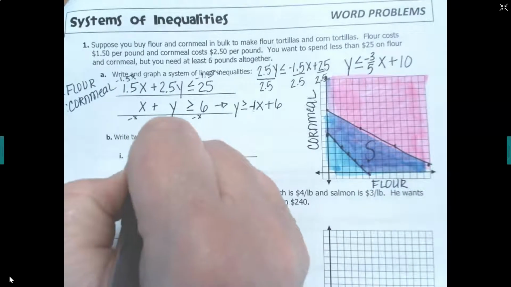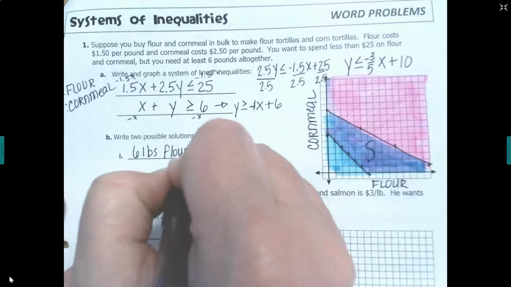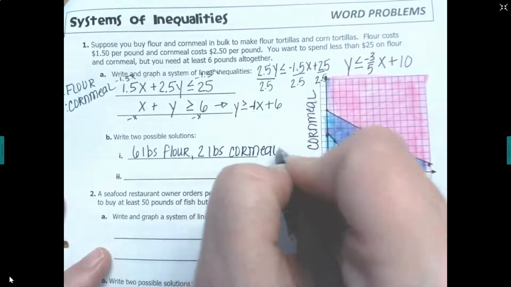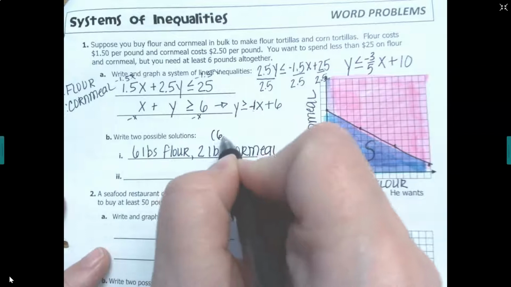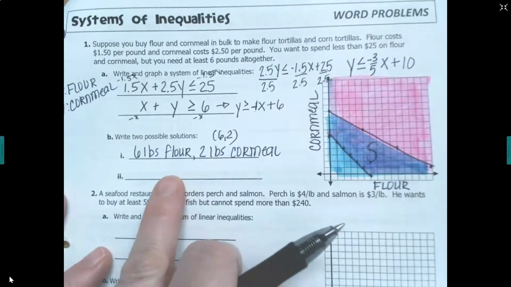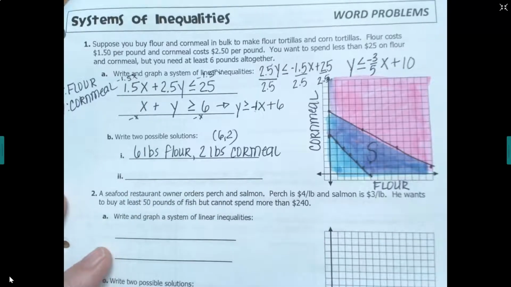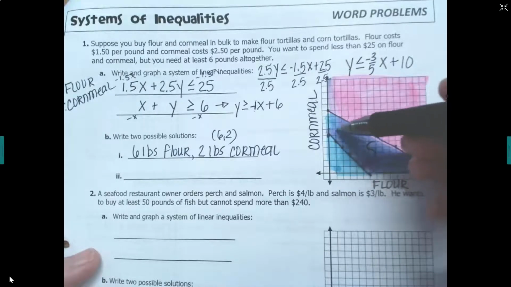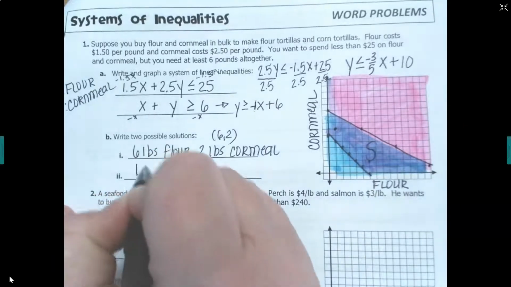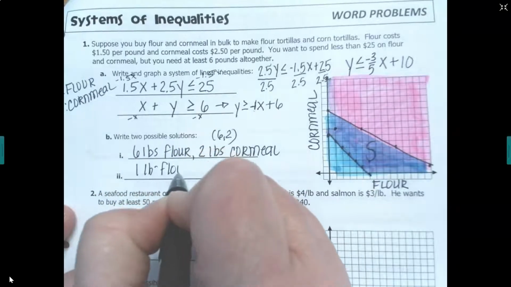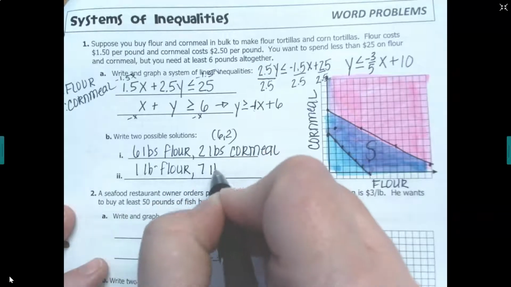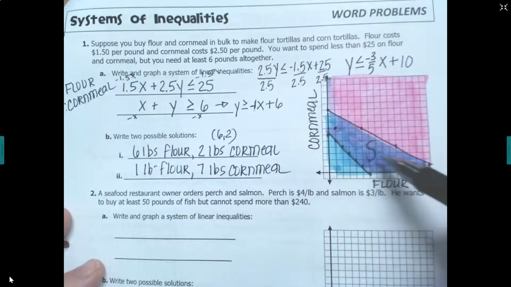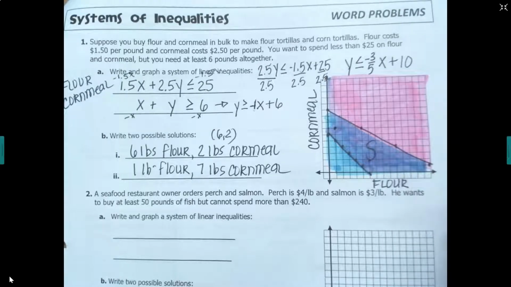So I'd say 6 pounds flour, 2 pounds cornmeal. So notice I'm putting the answer in the context of the problem instead of just writing 6, 2 as the solution. What it means specifically to this problem is 6 pounds of flour, 2 pounds of cornmeal. Any number in here, we could have 1 pound of flour to 7 pounds of cornmeal. Okay, you could pick any coordinate pair in the purple shaded area to answer your question.